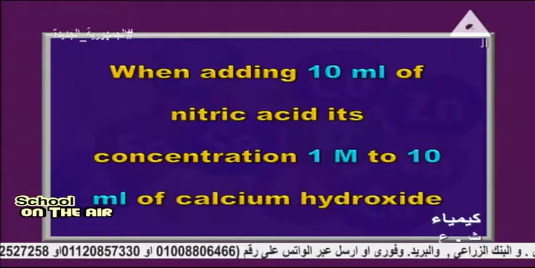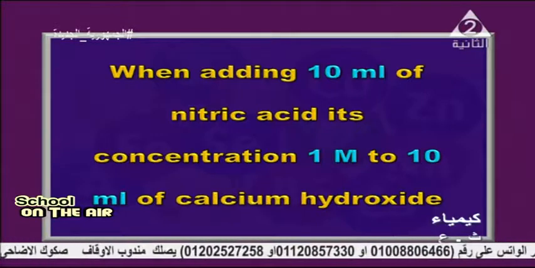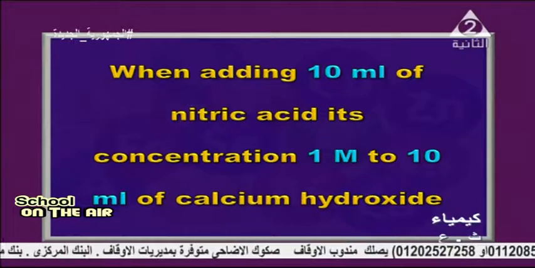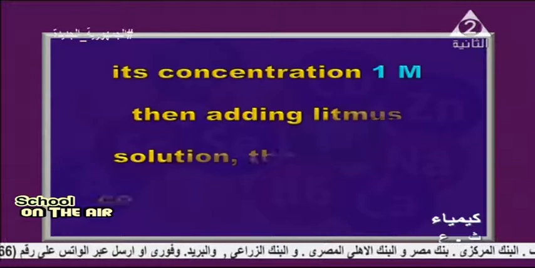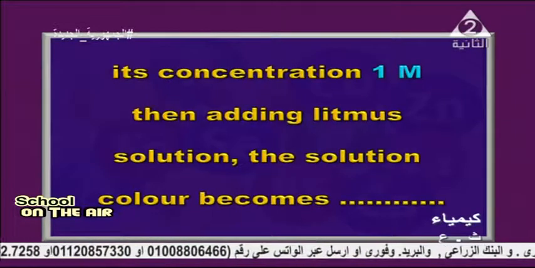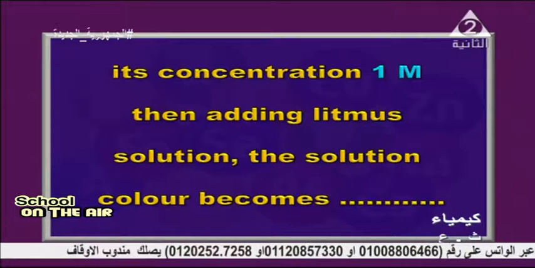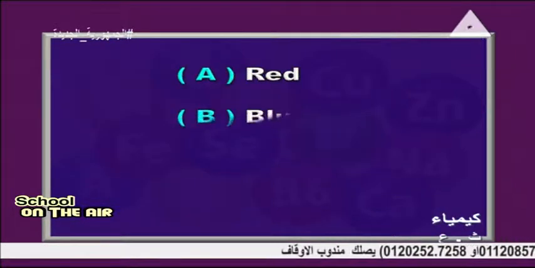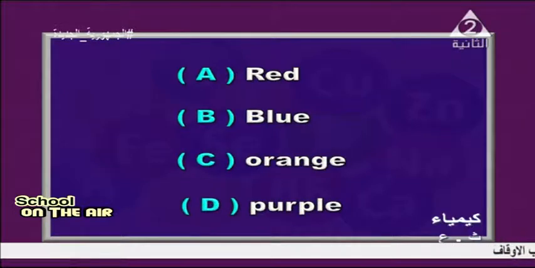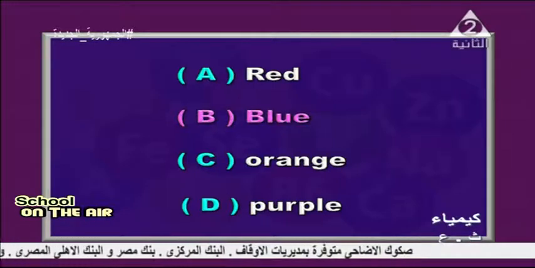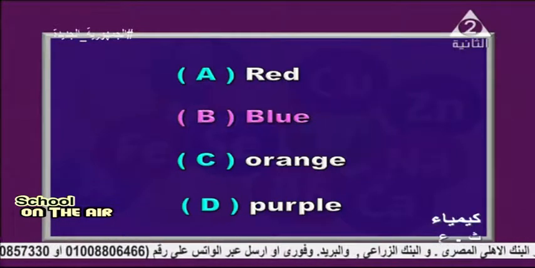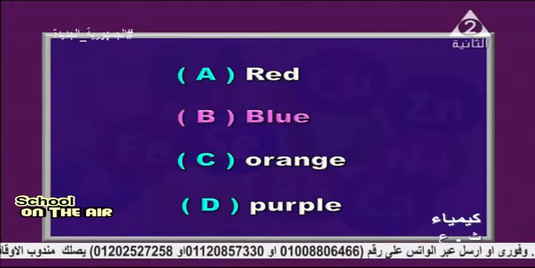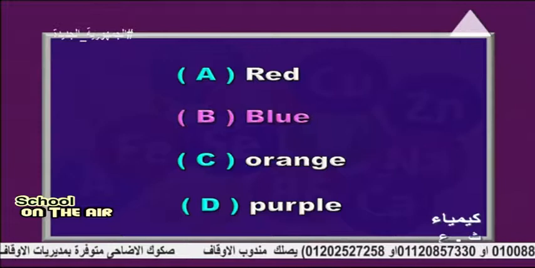Next question. When adding 10 milliliters of nitric acid, its concentration is 1 molar, to 10 milliliters of calcium hydroxide, its concentration is 1 molar, then adding litmus solution to the solution, the color becomes red, blue, orange, or purple. We find that the right answer here is blue. Why? Because it is a basic solution. In spite of equal number of moles, calcium hydroxide ionizes to give 2 hydroxide ions, which is twice the number of hydrogen ions produced from the acid. So it is a basic solution.